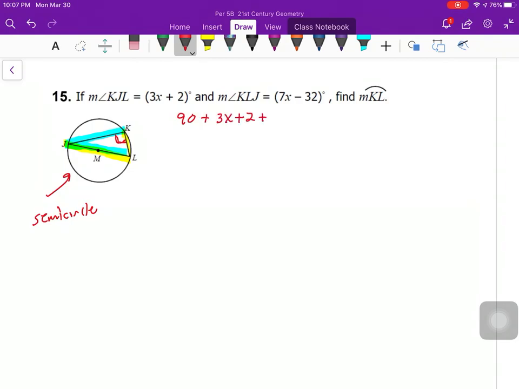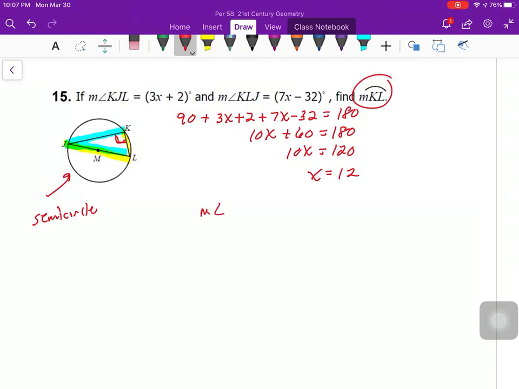So I know that if I add all three angles in a triangle, 90 plus the 3x plus 2 plus the 7x minus 32, all three angles in a triangle add up to 180. 7x and 3x is 10x. I have 90 plus 2 minus 32, which gives me 60. I subtract 60. I have 10x equals 120. So each x is equal to 12.